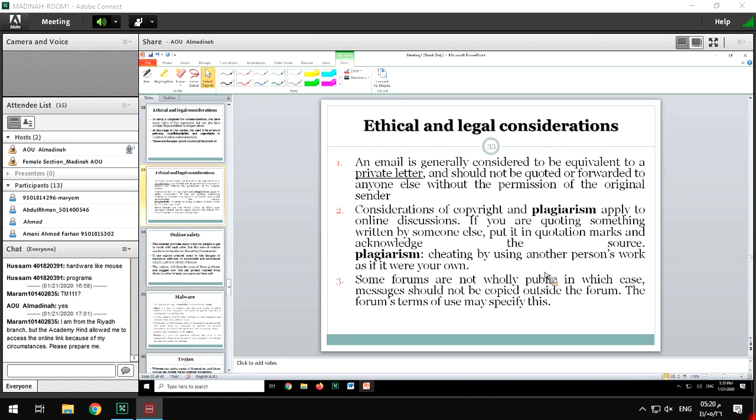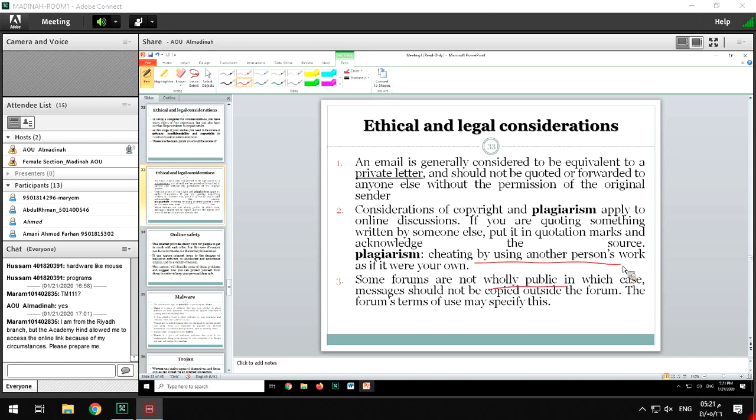Considerations of copyright and plagiarism apply to online discussions. If you are quoting something written by someone else, put it in quotation marks and acknowledge the source. If not, it will be considered a copyright violation and it will be considered plagiarized. Plagiarism is nothing but cheating by using another person's work as if it were your own. So you should not copy the work of others. Even as a student, when you do homework, the TMA for example, you should not copy others' work. If you want to use some definitions from textbooks or other authors, you must quote them, stating that this definition comes from this author, or this website, or this textbook. That's what it comes to with copyright. If you don't do this, it will be considered plagiarized.